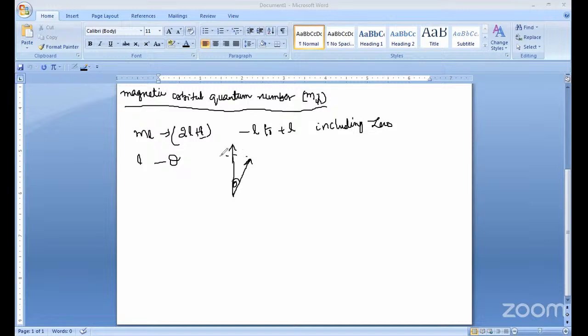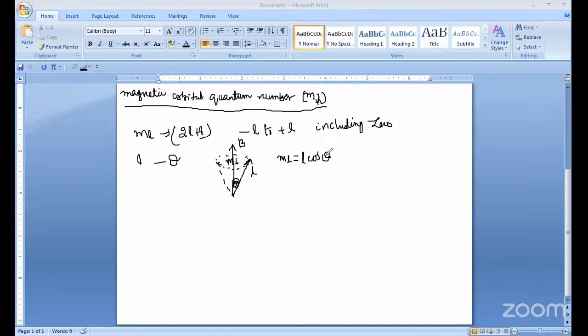Generally the rotation will be in a cone shape, as we have already discussed. This is the angle with which it is inclined. This is the field direction B, otherwise represented as H, and this is the direction of the L vector, inclined at an angle of theta, and this is mL, the magnetic orbital quantum number. Its projection is given by mL equals L cos theta.